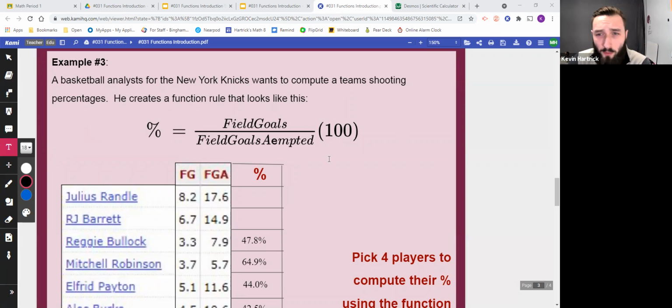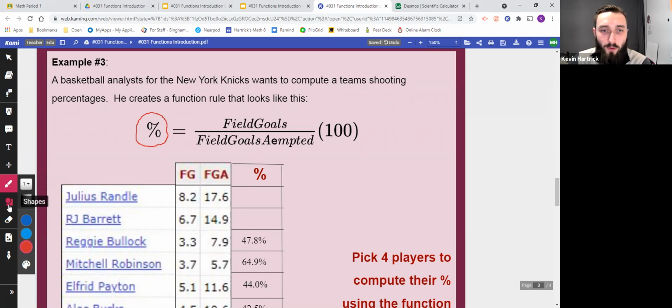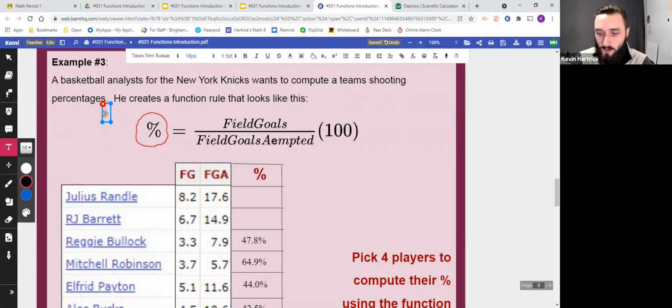So I'm going to break this down for you. This looks complicated, all right, but it's really not. The percentage, okay, that's what this sign means, percentage. So that's what we're trying to figure out. We're trying to figure out the percent. So this is the output, okay? The output is what is given to you after you do the function rule. And the output is the percentage, okay?